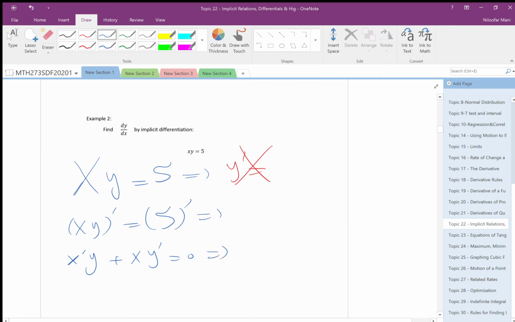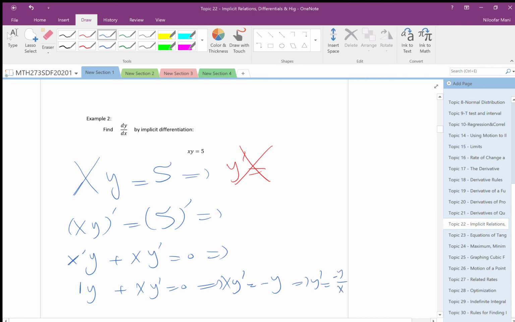Step by step. What is derivative of x? 1. What is derivative of y? Y prime. Because it's like x, I do 1, then times with y prime. Okay, so y prime equals 0. And then xy prime is minus y, and y prime is minus y over x.